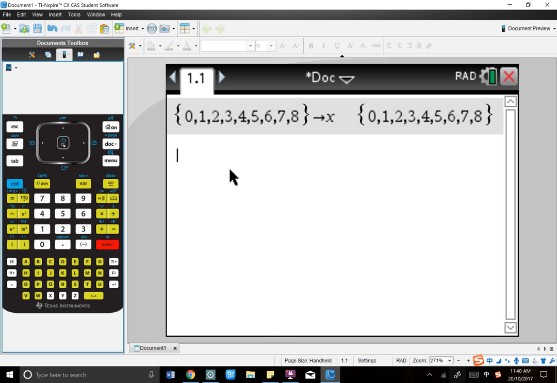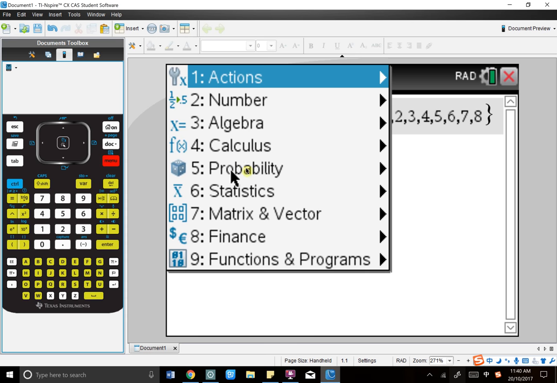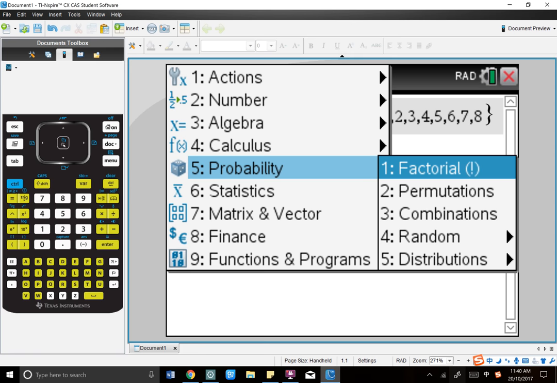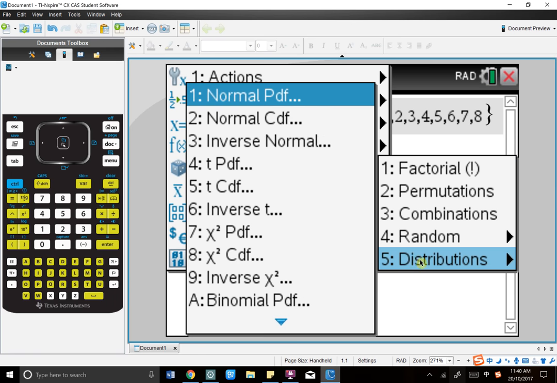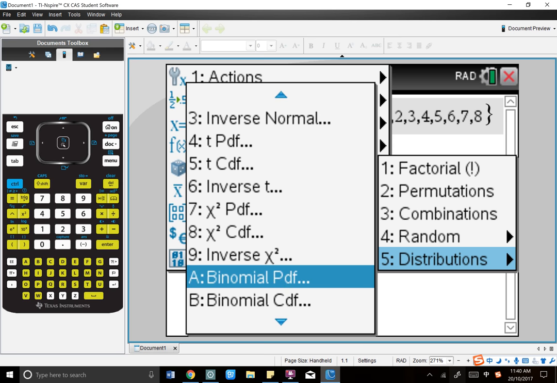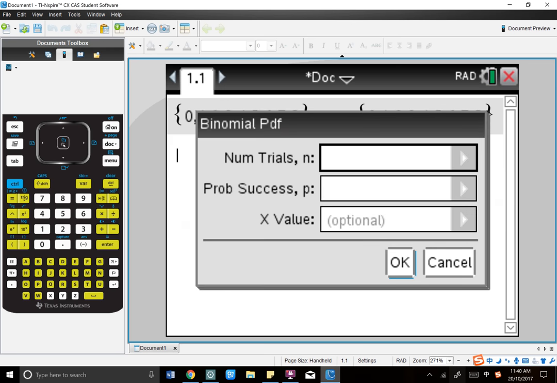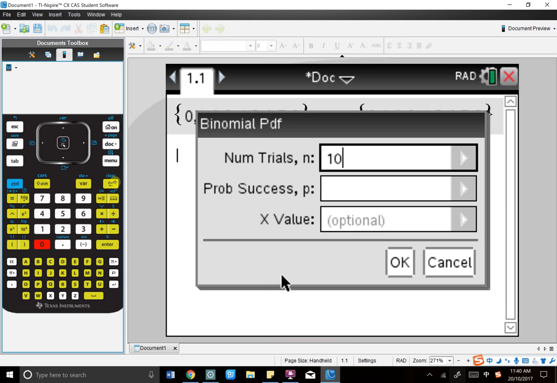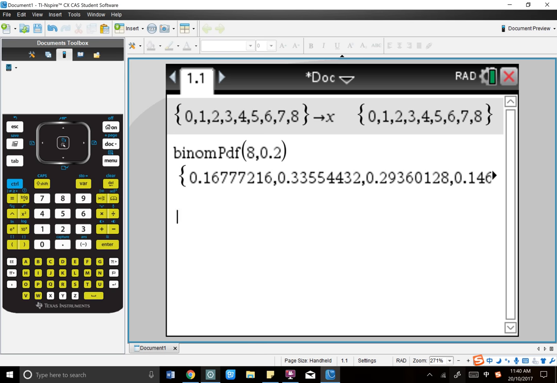And then the next thing I want to do is menu, Probability, Distributions. And then go binomial PDF. I want each individual value, okay? So I have 8 trials. Okay, 8. Success rate is 0.2. And do not put any value below because that says optional, okay? Do not put anything in. Just press OK. Okay, after that, it gives you individual values.